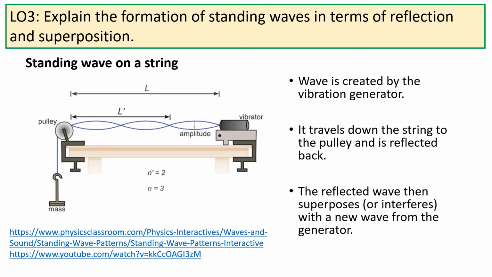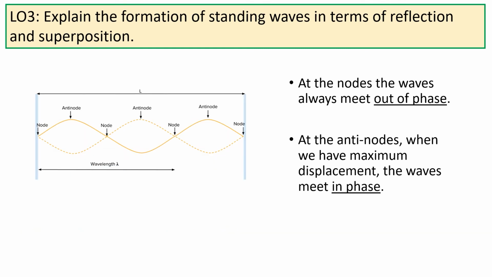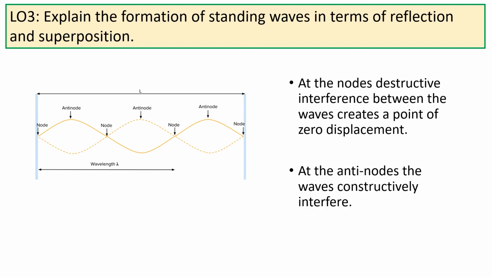What forms is the standing wave, where we have a sequence of nodes and antinodes along the string. The reason we're forming nodes and antinodes is because of the way the waves are meeting. At the nodes, the waves are always meeting out of phase with each other, whereas at the antinodes, where we have maximum displacement, the waves are meeting in phase with each other. At the nodes, where the waves are meeting out of phase, destructive interference is occurring, creating points of zero displacement. However, at the antinodes, where the waves are meeting in phase, we're getting constructive interference.